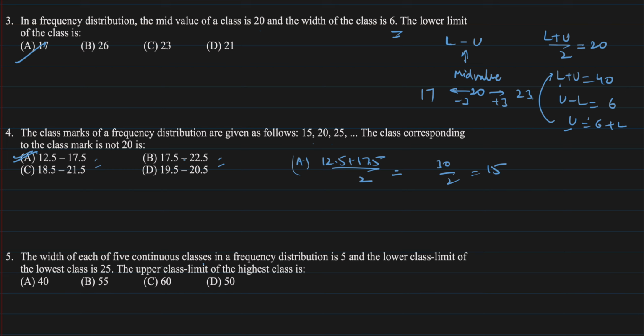If you check the others, the sum comes out to be 40, so 40 by 2 is 20. This is also 40 and this is also 40. So 40 by 2, all of these have class mark 20. Only the first one has class mark 15.